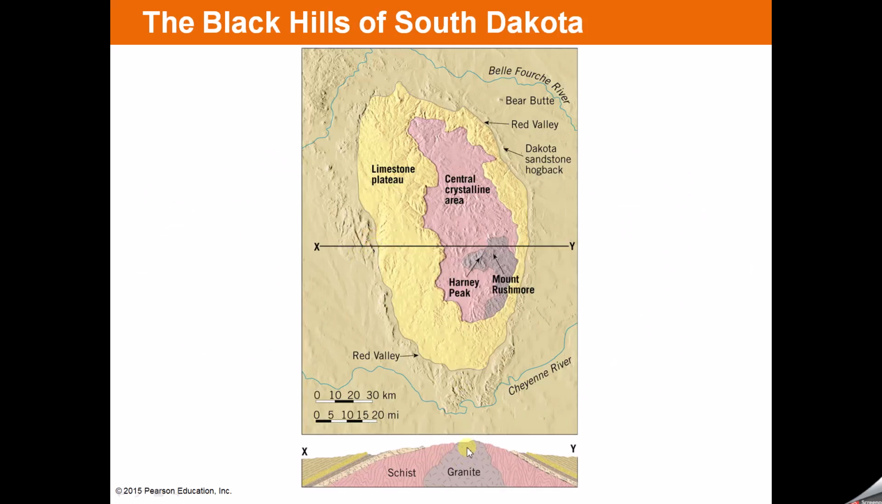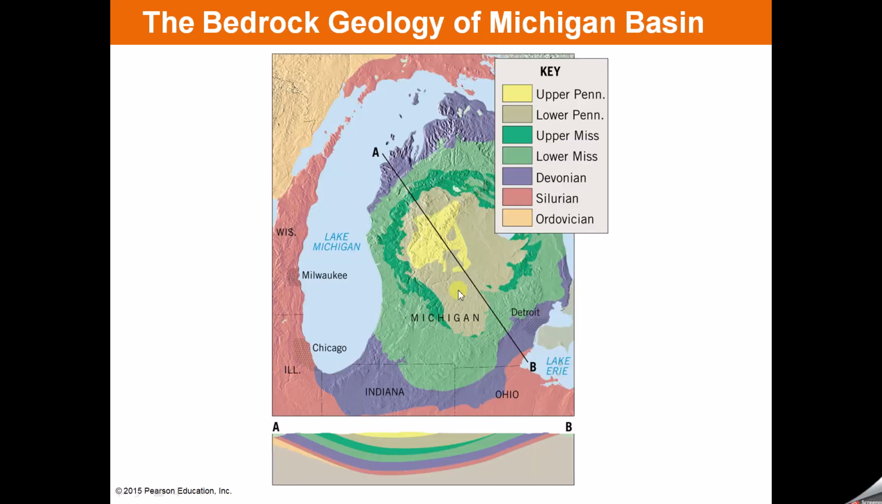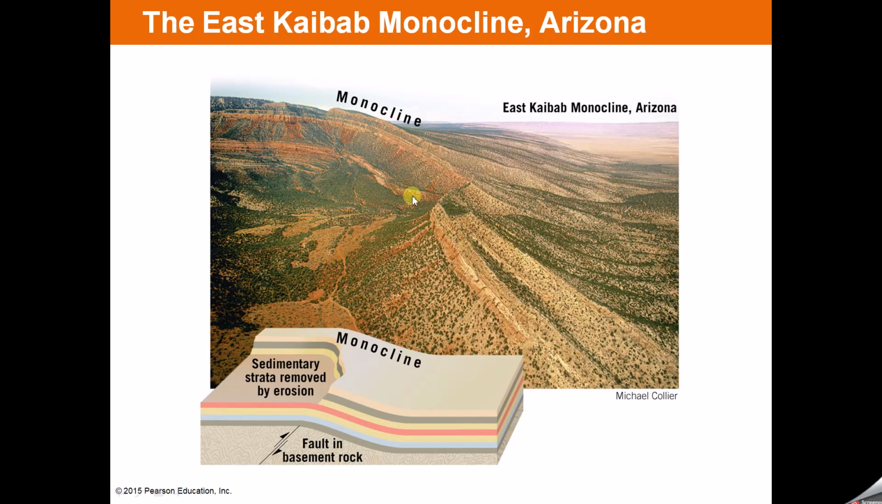If you look at this, we have older strata here, and as you go away from the center towards Y or X, you find younger strata. And this circle shape is a dome. This is the Black Hills of South Dakota. We have another circle shape here, but in the middle we find younger, and as you go out you find older strata, with the strata dipping towards the center. This is a basin, which is the Michigan Basin. Monocline. This is a monocline from Arizona.